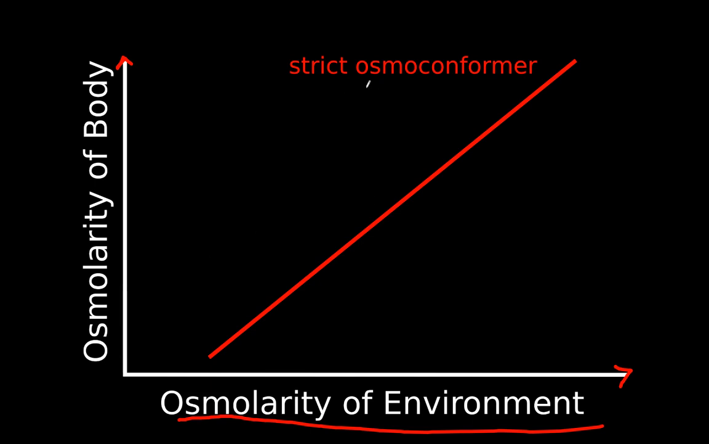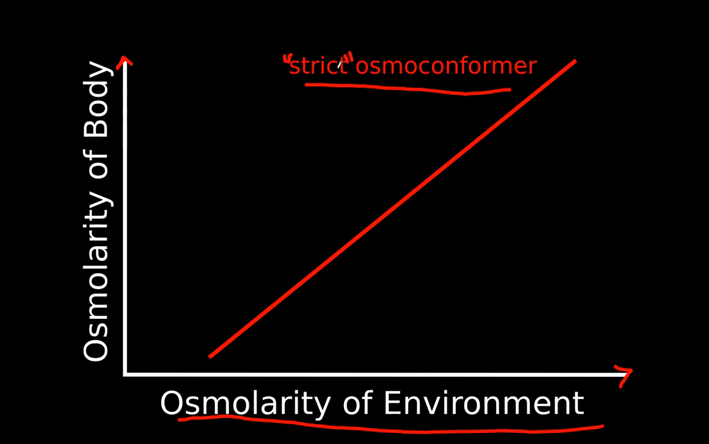For instance, we can have what's known as an osmoconformer that will allow the osmolarity of its body to adjust to and stay isoosmotic with the osmolarity of the environment. And so one that does this completely, there's no regulation at all, we call this a strict osmoconformer. And really, in reality, nothing is a completely strict osmoconformer.